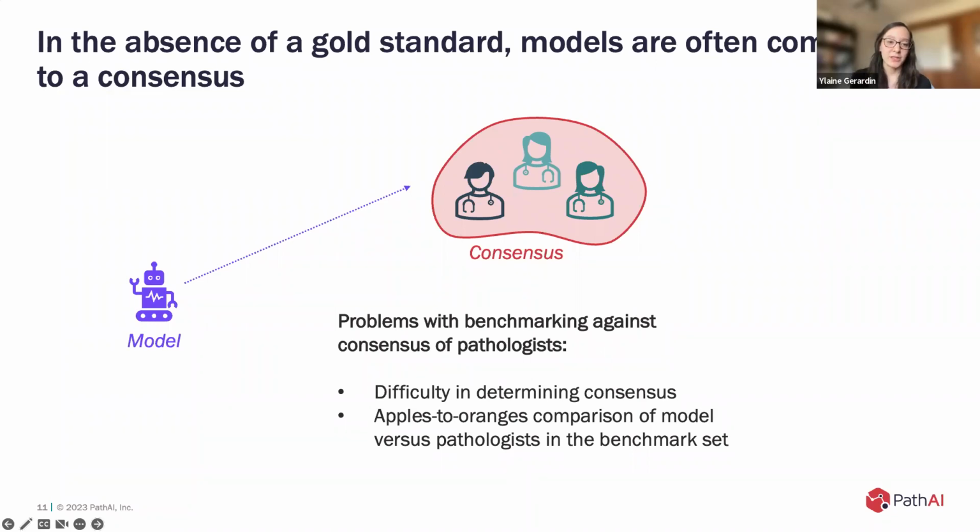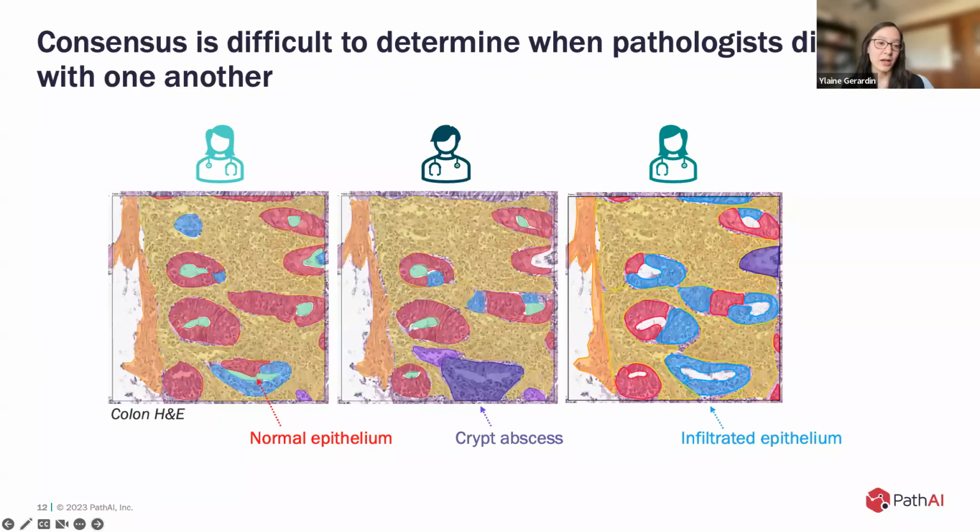So for the first issue, the difficulty in determining consensus, this is an example taken from a colonic biopsy from ulcerative colitis. Here are three frames, three small patches from a biopsy sample, annotated by 3 different pathologists. You can see that there is some disagreement from pathologist to pathologist as to what the substances should be called. For example, if we look at this lower structure over here, the first pathologist has identified some normal epithelium within this colonic crypt.